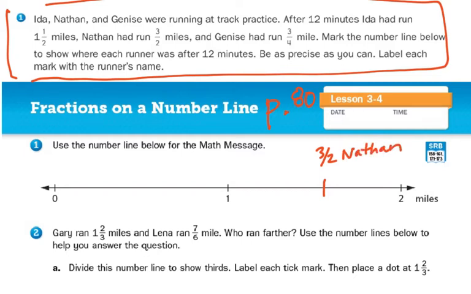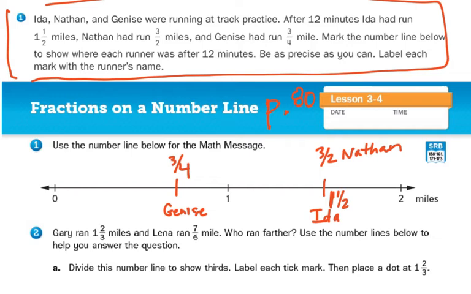And let's see, Ida was at 1.5. 1.5 and 3/2 are the same. And then Janice was 3/4. So more than half, but less than 1 whole. Now, we put those on our number line on page 80, and you're doing the same thing.